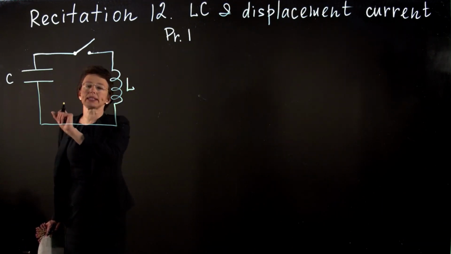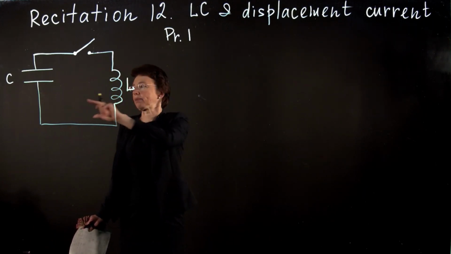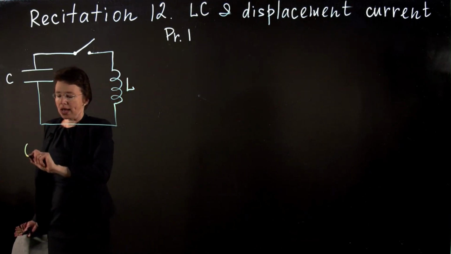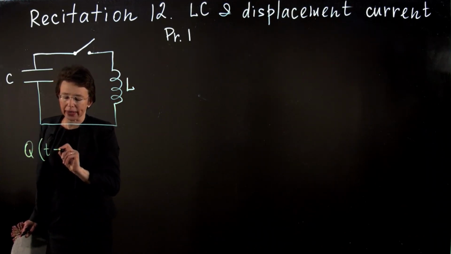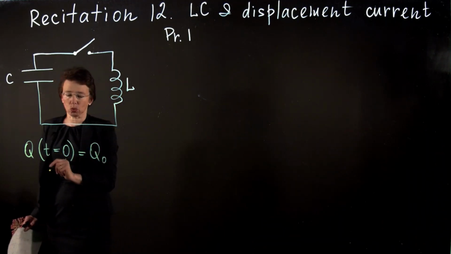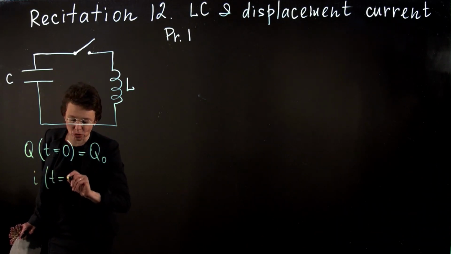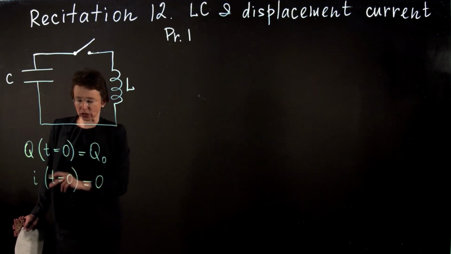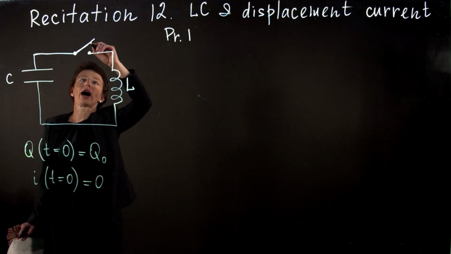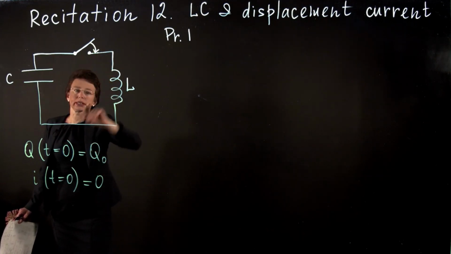We have a capacitor with capacitance C and an inductor with inductance L. At time moment 0, I have charge on the plates of the capacitor equal to Q naught. So the capacitor was charged. Then I had current at time moment 0 equal to 0. Those are our initial conditions. At time moment 0, I close the switch and we have current in our circuit.